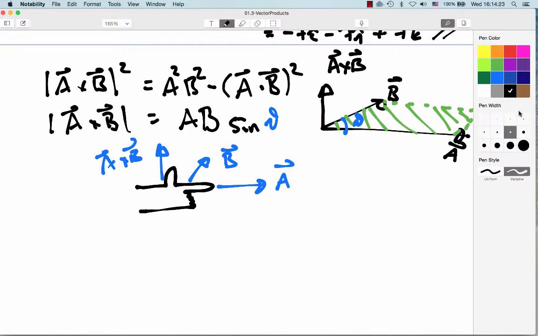So you should take a moment to convince yourself that that's how that works. Another way you can do it, if it helps you to think about it, is you can think about the cap on a pop bottle, and if you twist it from A to B through the smaller angle, in other words the angle that's less than 180 degrees, the direction that the lid moves is the direction that the cross product points. That's another way that you can think about it.